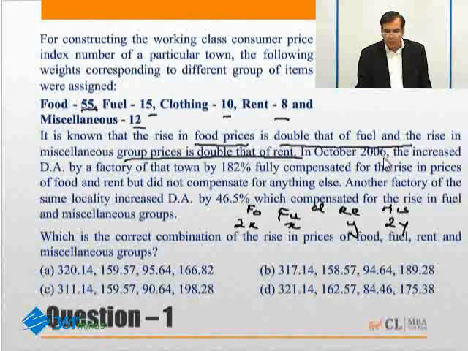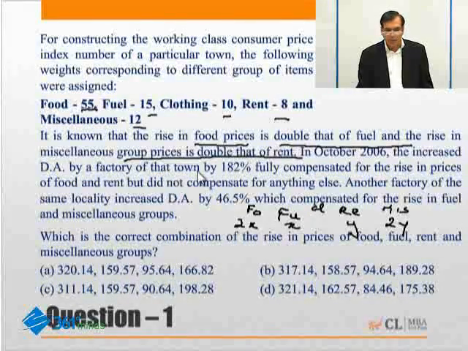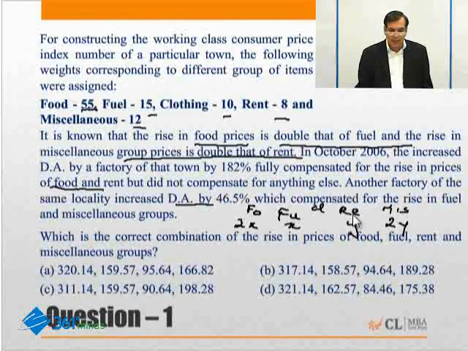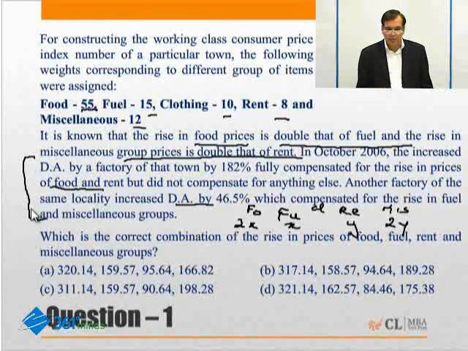In October 2006, the increased GA by the factory of the town, increased by 182%, fully compensated for the rise in prices of food and rent, but did not compensate for anything else. Another factory of the same locality increased GA by 46.5%, which compensated the rise in fuel and miscellaneous groups. I am sure you have not understood whatever it is saying here. Okay, don't worry. Let's focus on what the question asks us to do.